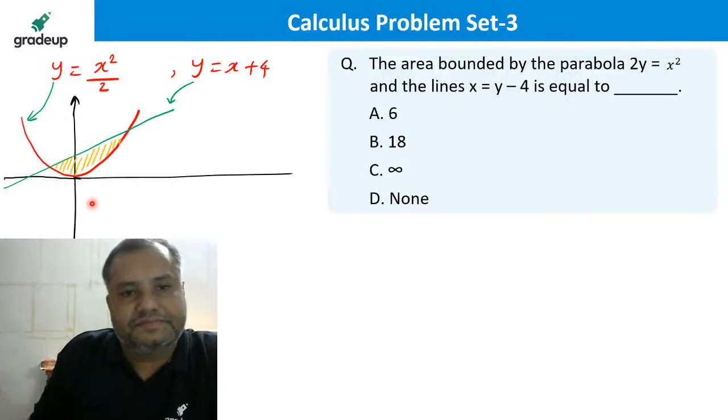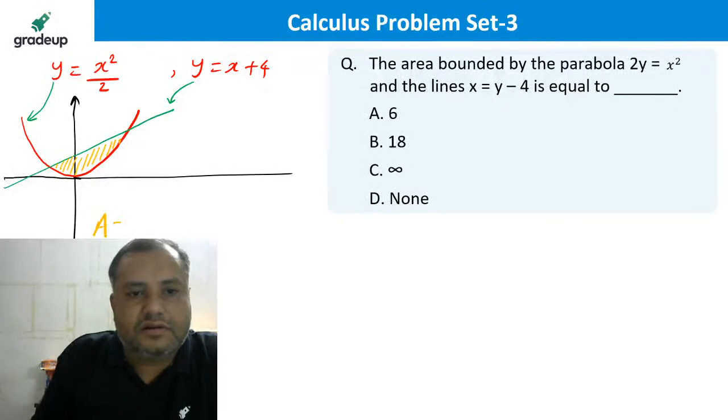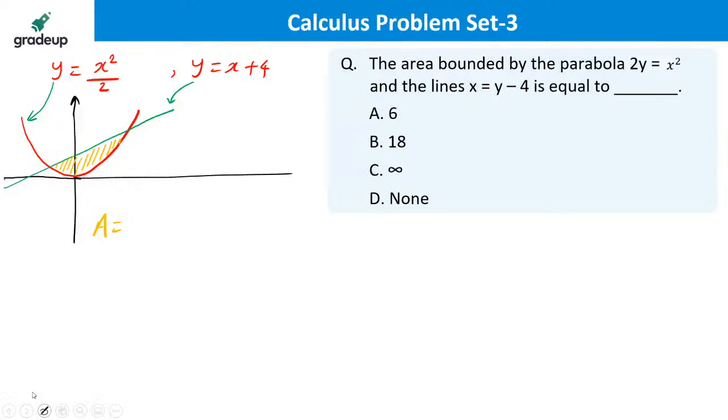So this area can be calculated by using this expression: integration from x1 to x2 of y2 minus y1 dx. Now y2 is the upper curve, which is this line, and y1 is the lower curve, sorry, this parabola. So A will be the integral of y2 minus y1, that is, x plus 4 minus x square by 2.